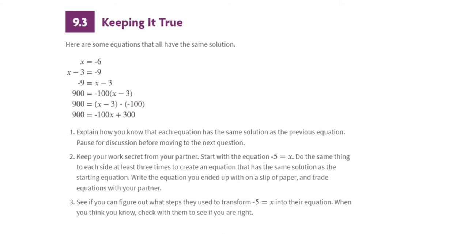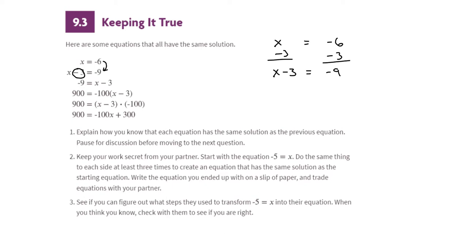What is happening from here to here? Well, I can see that this is x, and this is x minus 3. So what they could be doing is subtracting 3 from both sides, right? So x minus 3 and negative 6 minus 3. I don't know what x is, so we can just put x minus 3 is equal to negative 6 minus 3, which is negative 9. And that's what we have here.